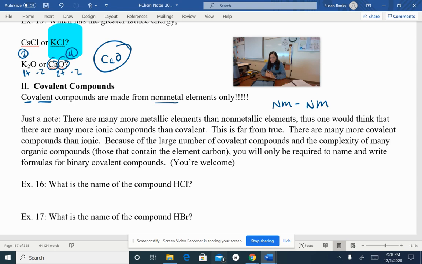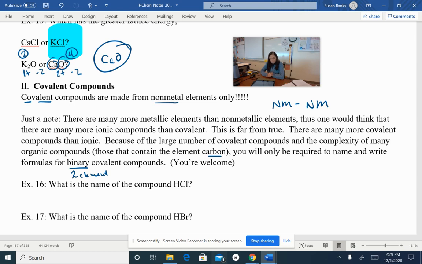Because there are such a large number of covalent compounds and the complexity of many of the organic compounds, organic just means it has carbon in it, I'm only going to require you to name and write formulas for binary. Binary means two element covalent compounds. And you're welcome, because organic chemistry, it's months and months of learning how to name things if you really want to be complex.